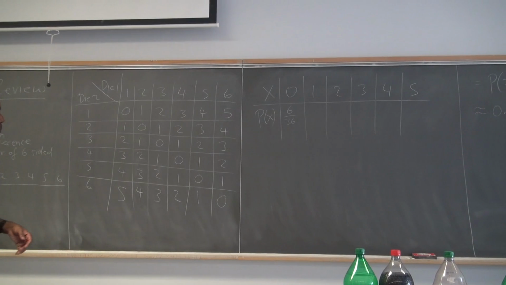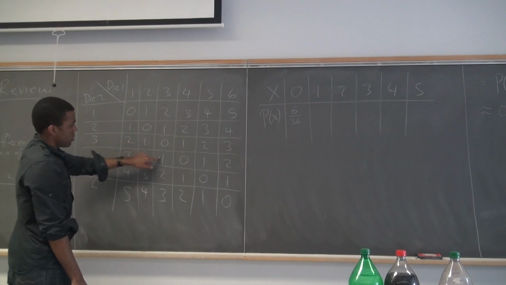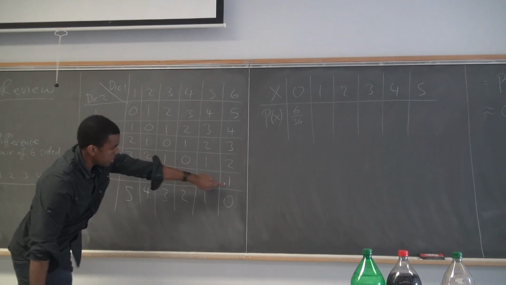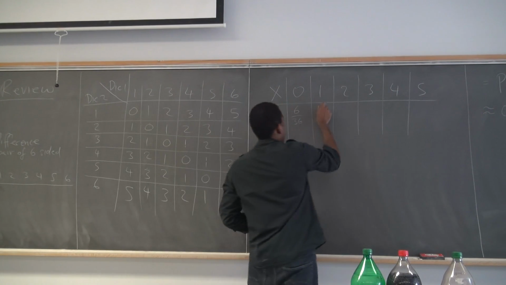Probability of getting a 1. 1, 2, 3, 4, 5, 6, 7, 8, 9, 10. This is 10 out of 36.